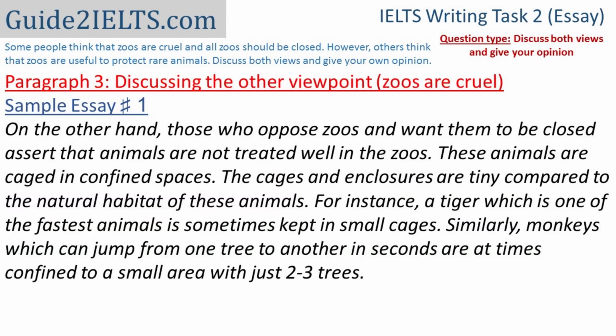These animals are caged in confined spaces. The cages and enclosures are tiny compared to their natural habitats. For instance, a tiger, which is one of the fastest animals, is sometimes kept in small cages. Similarly, monkeys which can jump from one tree to another in seconds are at times confined to a small area with just 2 to 3 trees.